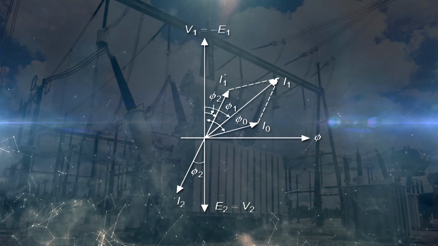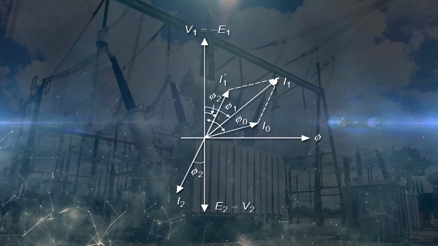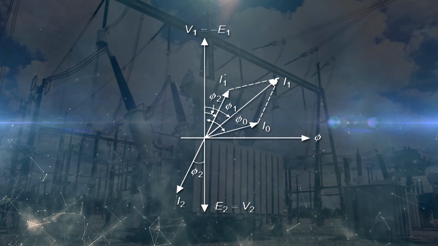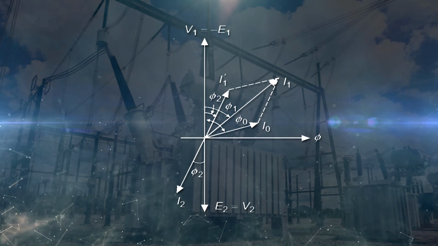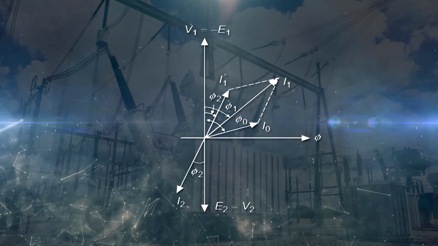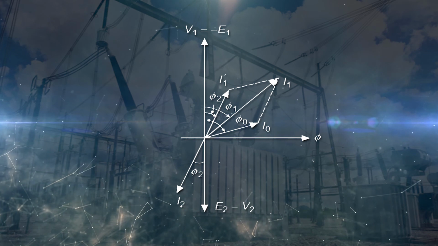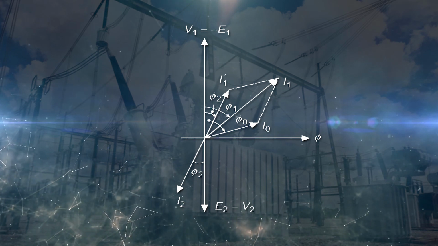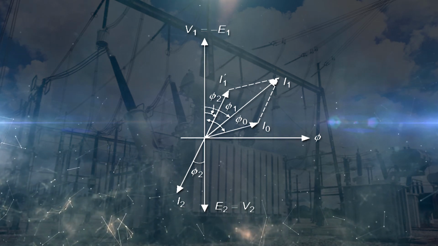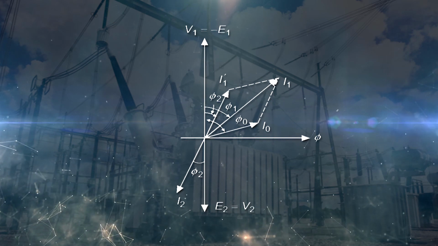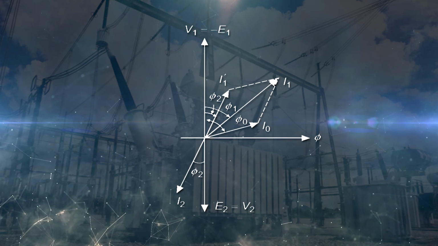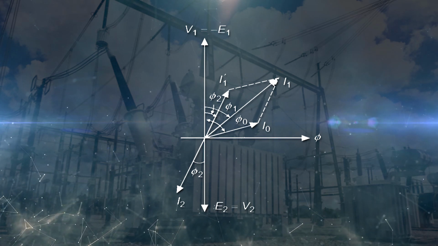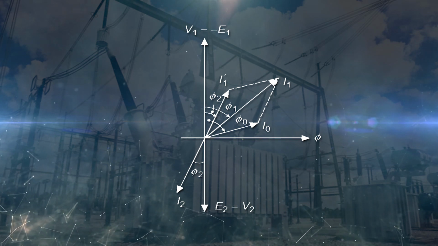The counterbalancing current I1 dash is equal to I2 and opposite in phase to I2. Here it has been shown that I1 dash is lagging the voltage V1 by angle phi 2. The I1 current, which is the primary current of the transformer, is the phasor sum of the currents I1 dash and I0.